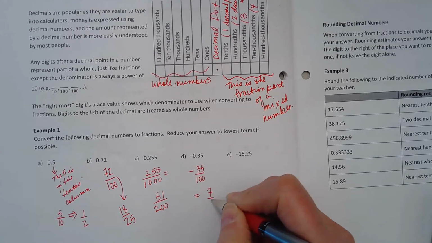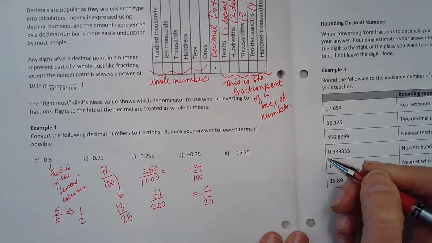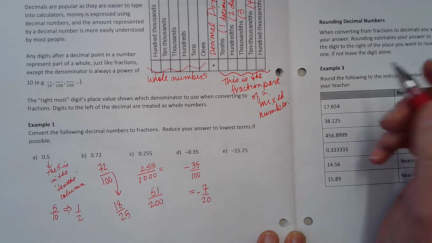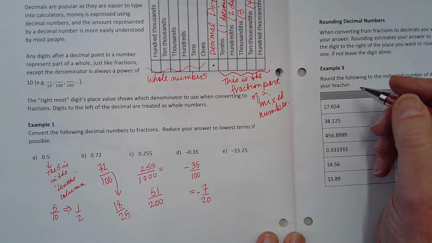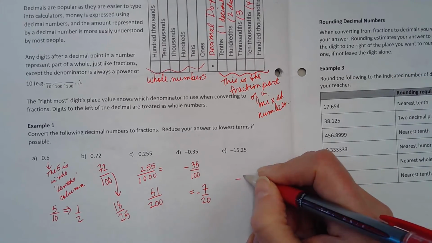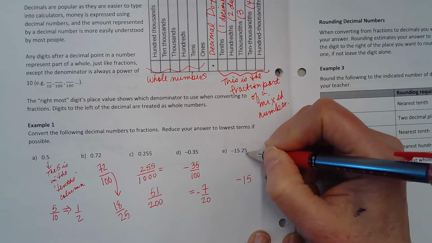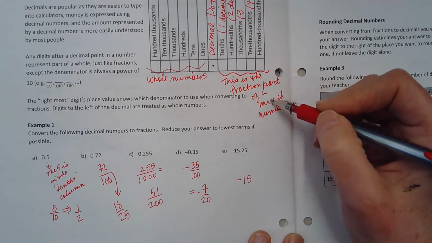7 out of 20? And just make sure you put your negative sign there. Okay, this one you might jump to its lowest equivalent right away. How would you record negative 15.25? 15 is the whole number. Yeah, so it's negative 15. It's only this part that turns into the fraction, right? That's what I was trying to write up here. This is the fractional part.